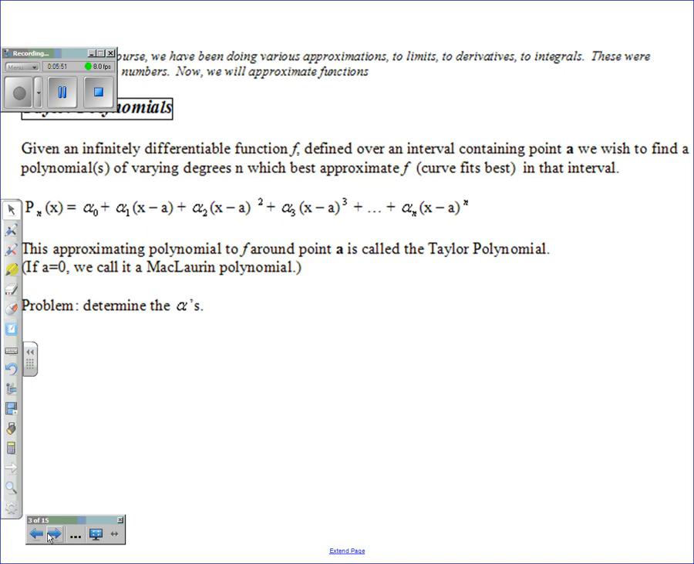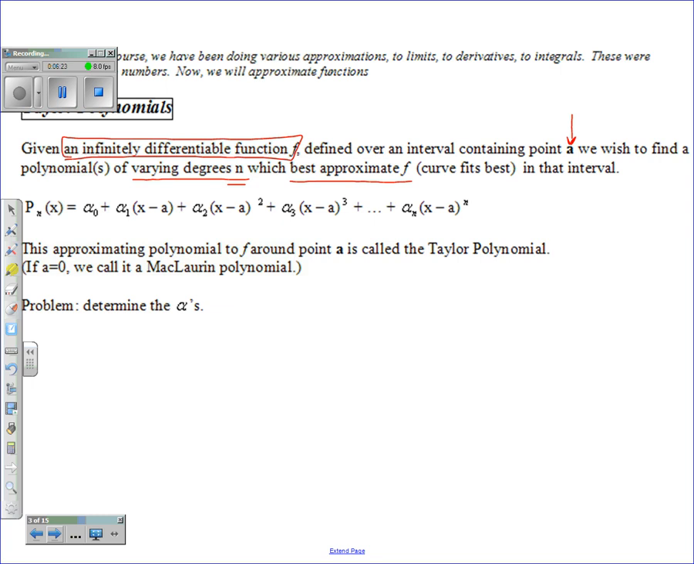So we start off, we must have actually an infinitely differentiable function in order to do this. And it's defined over an interval containing the point a, and that's going to be the center point of our polynomial. We want to find a polynomial, and it says of varying degrees n. So we can find a second degree, or a third degree, or a fourth degree, or fifth degree, etc., which best approximate f. Okay, the curve fits best in that interval.